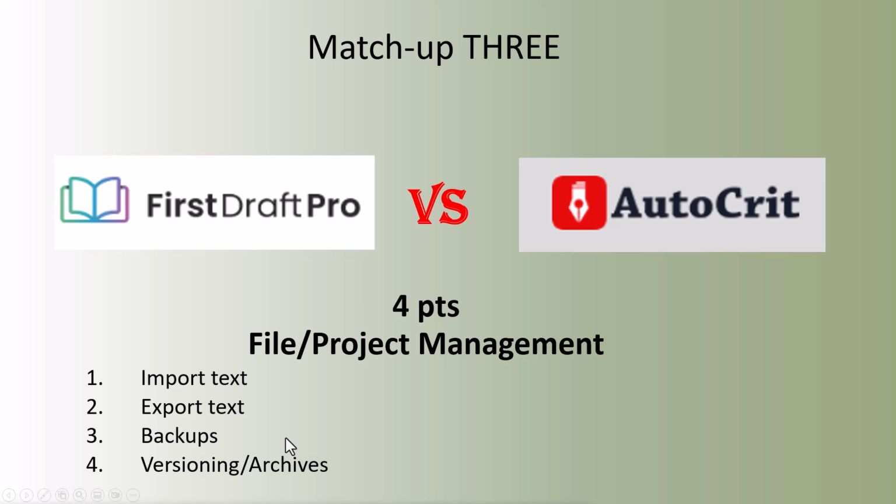So in this matchup, AutoCrit seems to come out ahead with 18 points. They get 5 points for this section because they did have both import and export with the 2 methods for export. And then they did have some way to do backup copies and versioning. First Draft Pro had import and they did have export, so they get a point for each of those items. The total comes to AutoCrit with 18 points and First Draft Pro with 13.